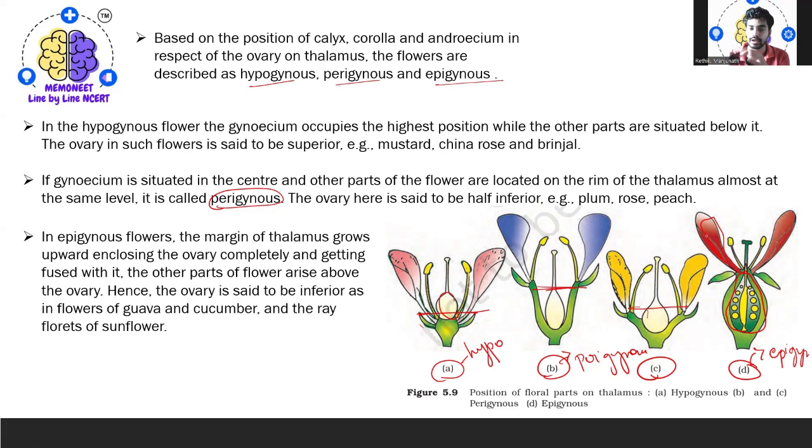Hence the ovary is said to be inferior here, as in the flower of guava or cucumber, and the ray florets such as sunflower plants and all. You will see this kind of arrangement. Clear?